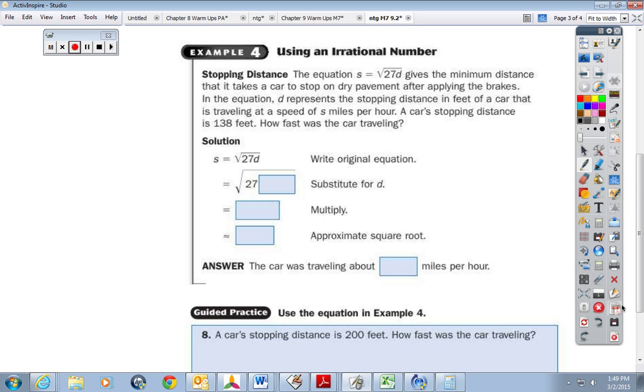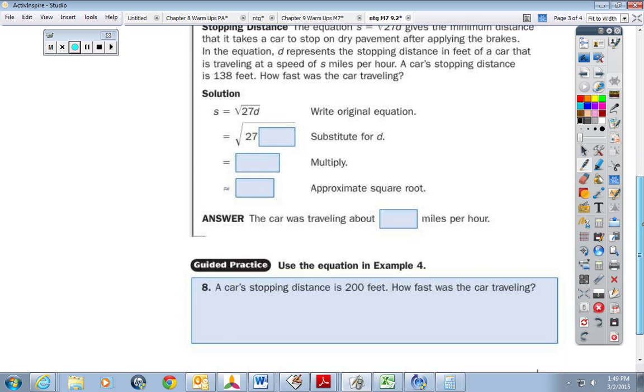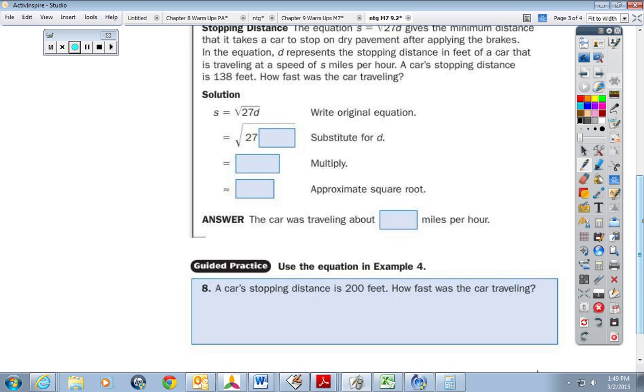A car's stopping distance is 138 feet. So how fast was the car traveling? So all we have to do is replace D, which means distance, with 138 feet. Okay, and then you'll be able to tell how fast that car was going.